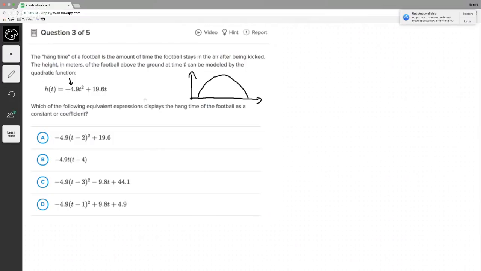Which of the following equivalent expressions displays the hang time of the football as a constant or coefficient? Okay, so what are they talking about here as a constant or coefficient? So what have they done? I'm trying to understand. Oh, I see what they did. It's such a convoluted way of doing this, but it's a strange question. I believe they're asking you to complete the square. They're trying to get you to turn this into vertex form, and that's all that's going on.